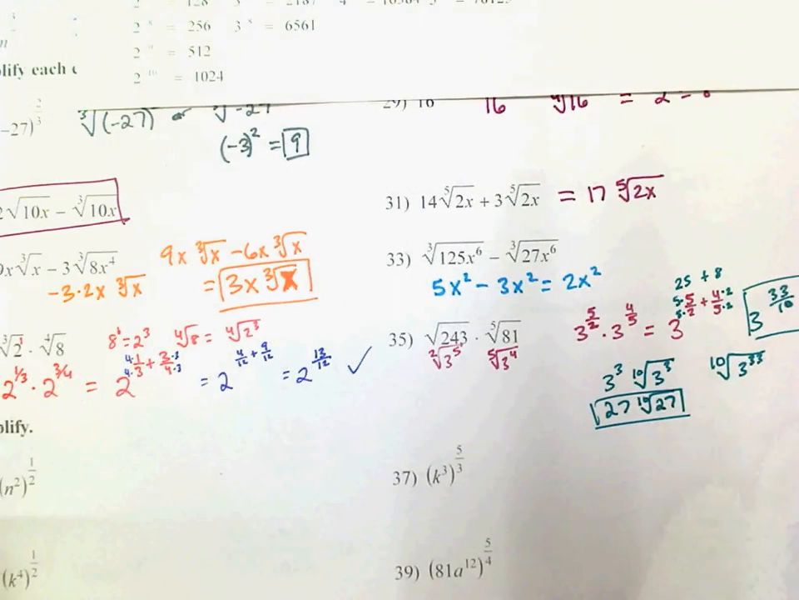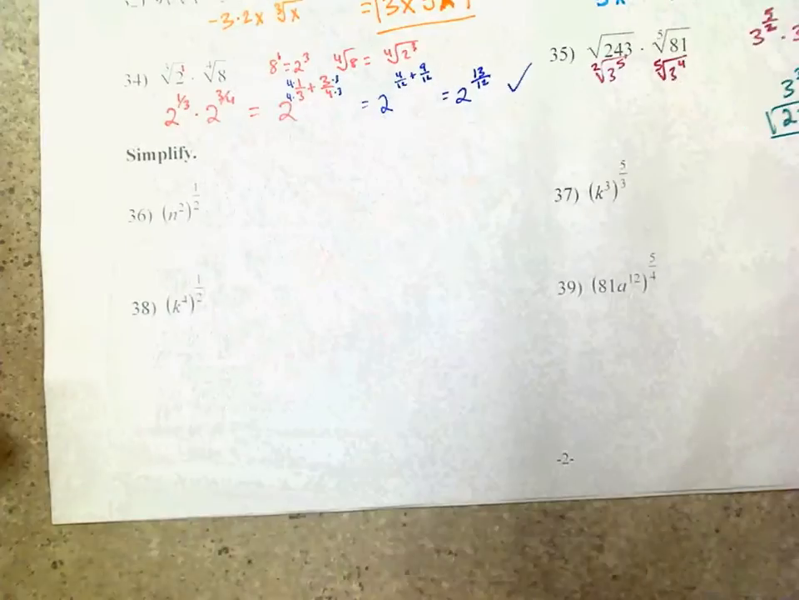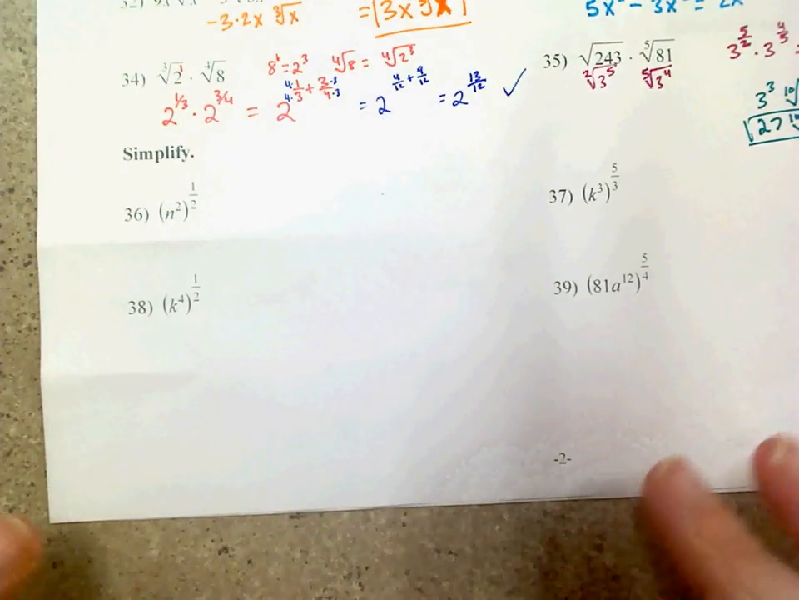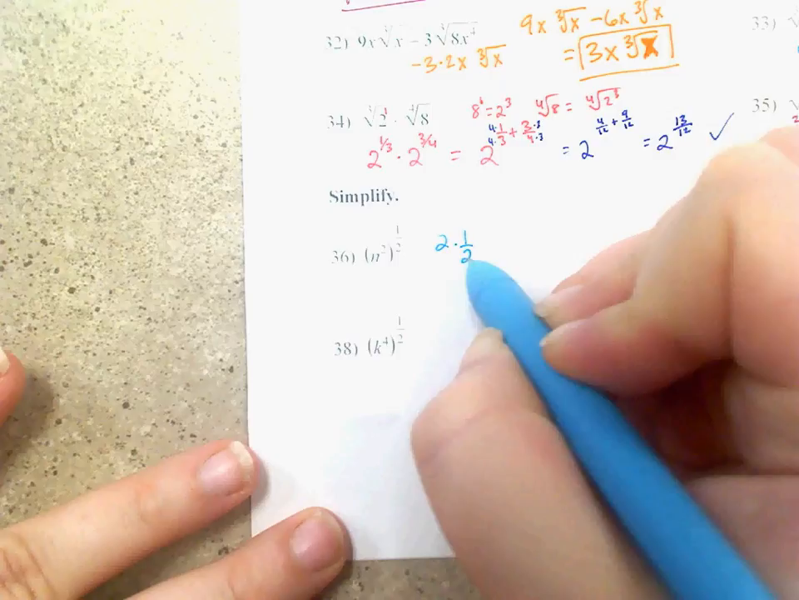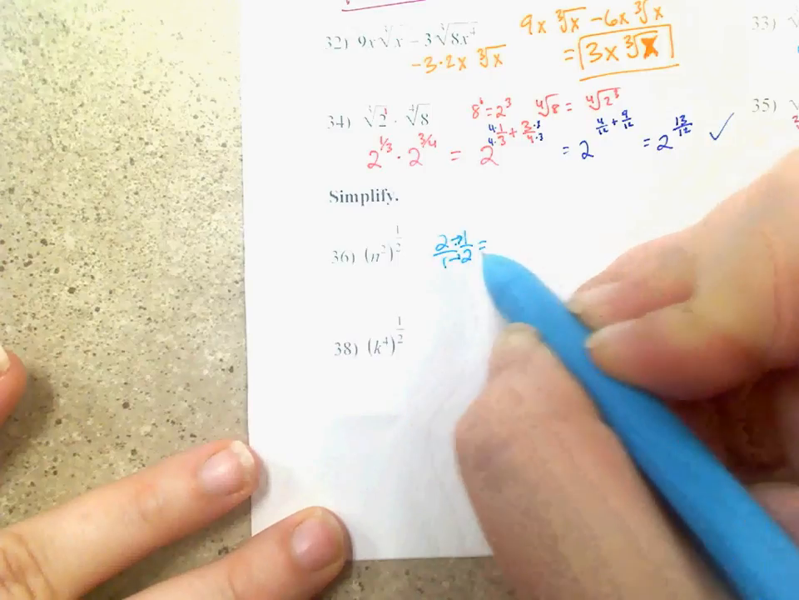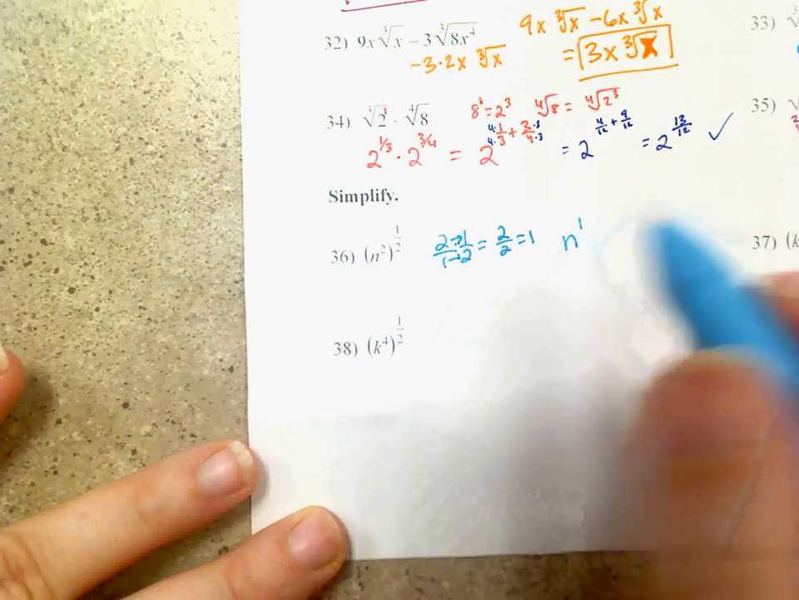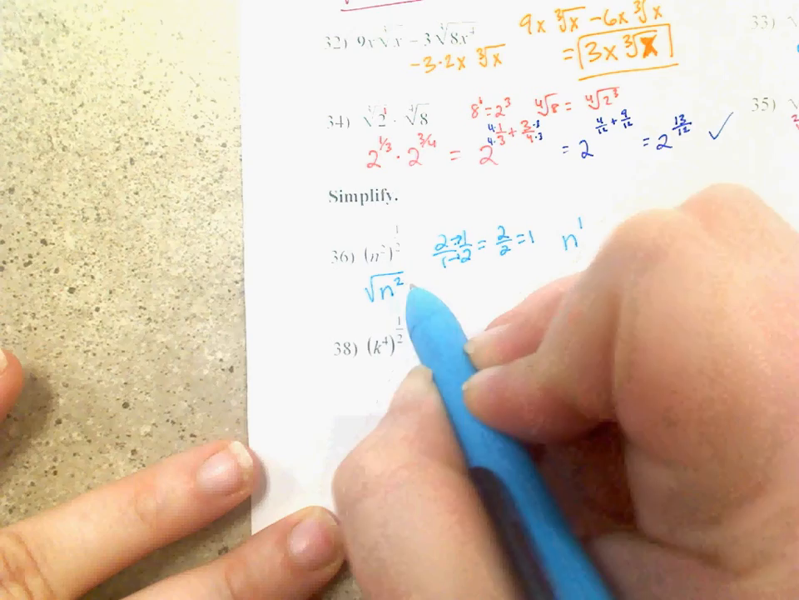Number 36, it says simplify. So you can look at this in multiple ways. One way to look at it is when you raise a power to another power, you multiply the powers, and 2 times 1/2 is just 2 over 2, which is 1. So this is really just n to the first power. Or you could think of it as this is just a square root. So I'm saying, what's the square root of n squared? And that is, again, just n. So either way, you get n.